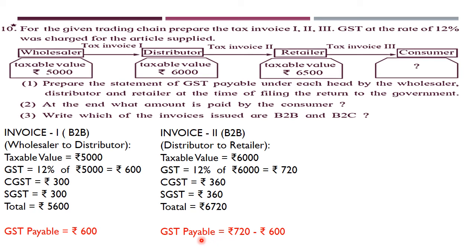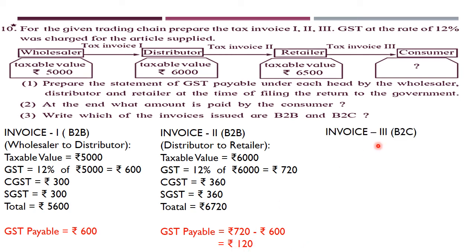Now GST payable means output tax minus input tax. Output tax is tax collected while sale, and input tax is tax paid while purchase. So for distributor, that is by invoice 2, the tax collected is 720 and the tax paid is 600. So 720 minus 600 will be GST payable, and that is rupees 120.